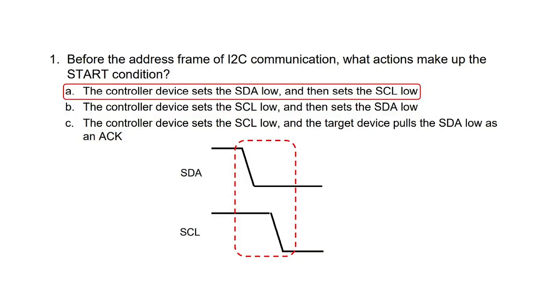There are some questions. Suppose this is one question. Before the address frame in I2C communication, what action makes up the start condition? What is the start condition? We already saw: first SDA will go from high to low, and then SCL goes to low. First this operation, SDA from high to low. After that, the second operation, SCL goes from high to low. This is the start condition.